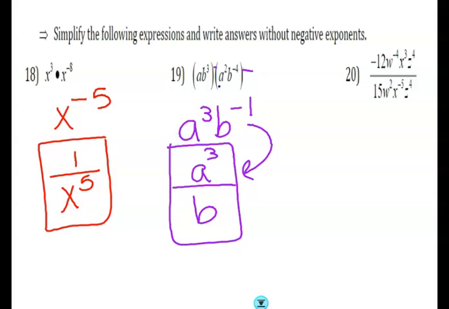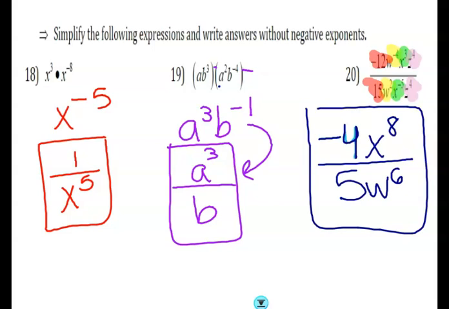All right, 20 is my last one. Now I want you guys to try this one. Think about what could you move to help you out, and what could you combine? So I have my W's I need to look at, I have my X's, my Z's, and my coefficients. So how would you solve those separately and get one beautiful answer? All right, your final answer should be negative 4x to the 8th over 5w to the 6th. The Z's went bye-bye. Then that's how we combine.